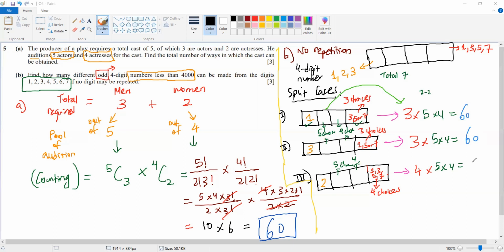So the grand total number of numbers is the total. We just need to add this up. So 60 plus 60 plus 80, and the answer should be, correct, 200. Okay, so this is how we do such a question. Thank you.